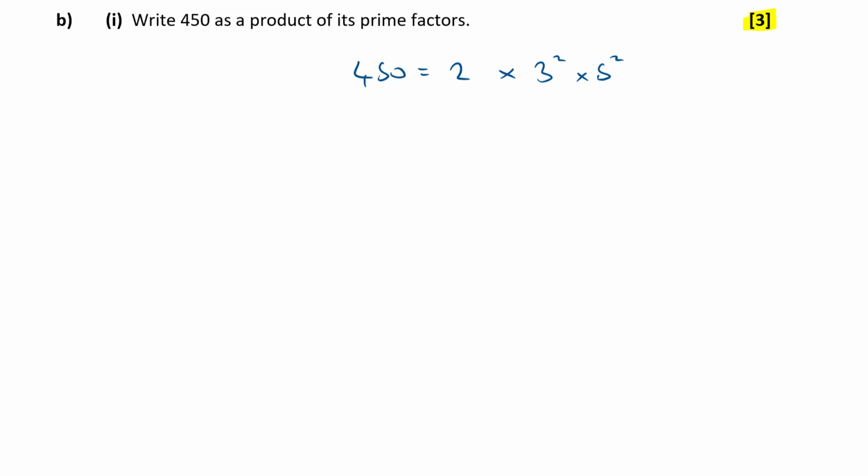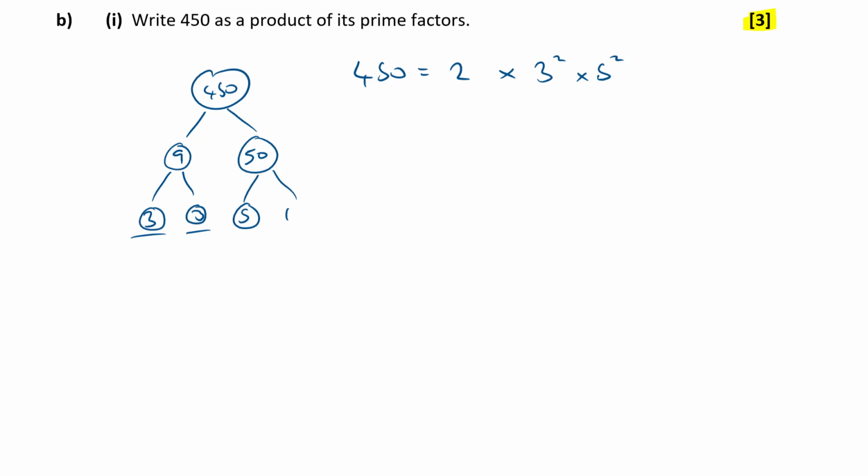Super easy. If you haven't got one of these calculators, go and buy one, or you might have to do it the long way, which is finding factor pairs that multiply together to give you your number. So 450 could be 9 times 50. Neither of those are prime, so we break them down. 9 is 3 times 3. They're both prime, so you can stop there. 50 is 5 times 10. 5 is prime, so we can stop, but 10 isn't. That's 2 times 5.